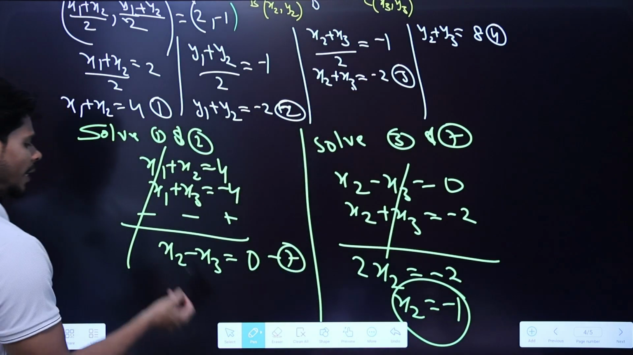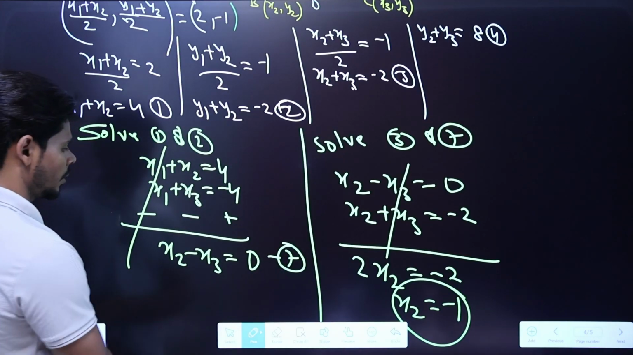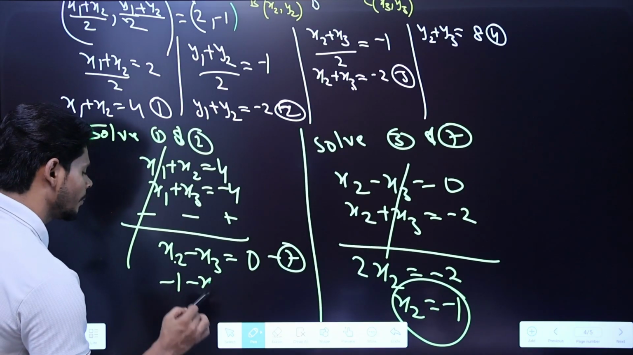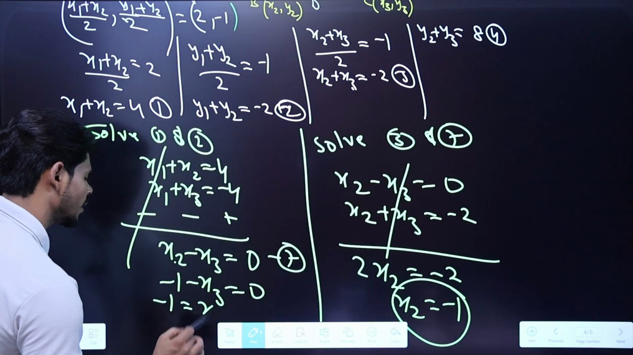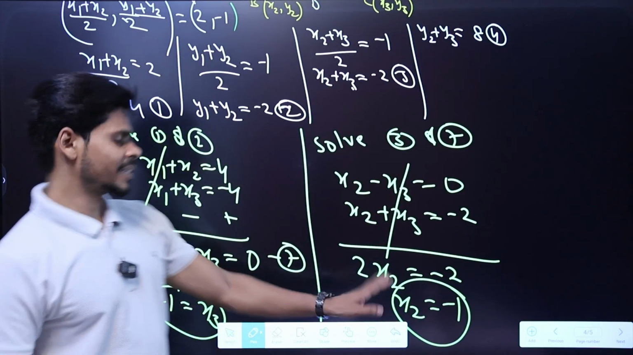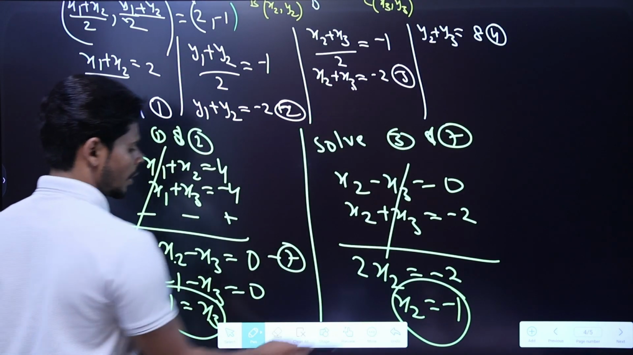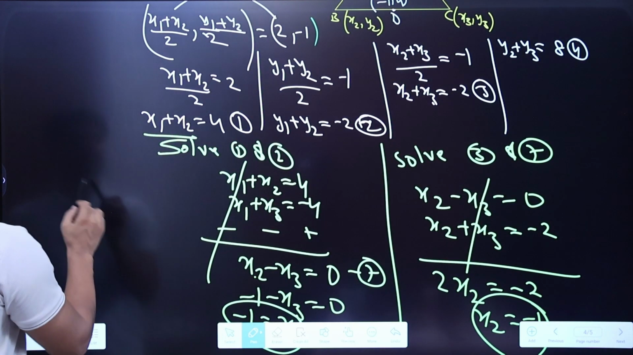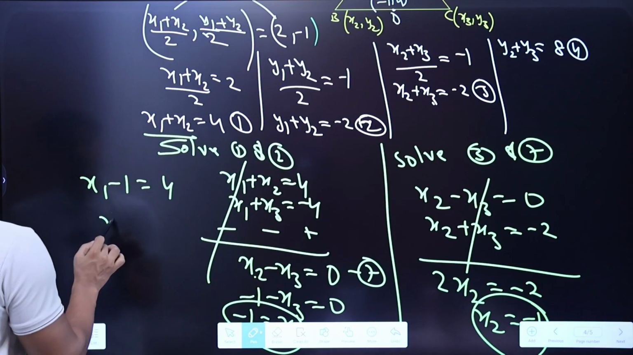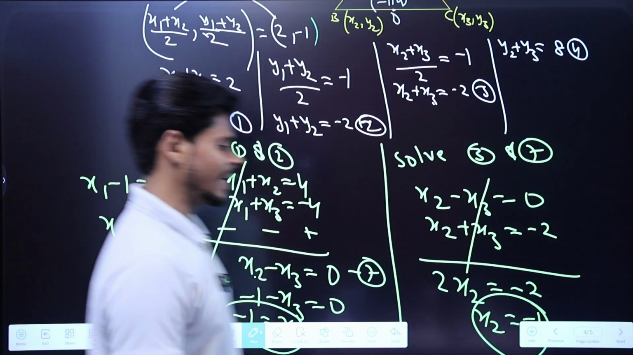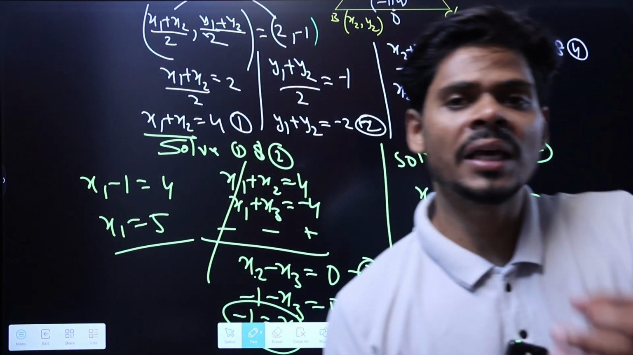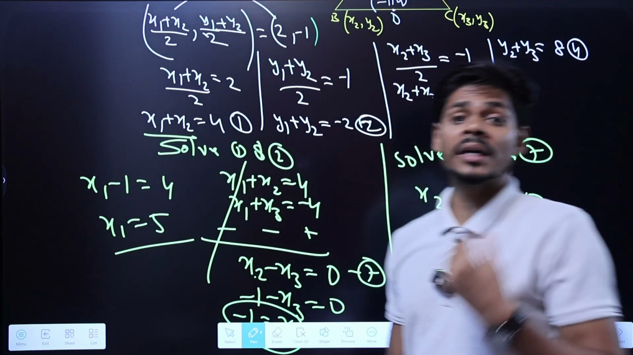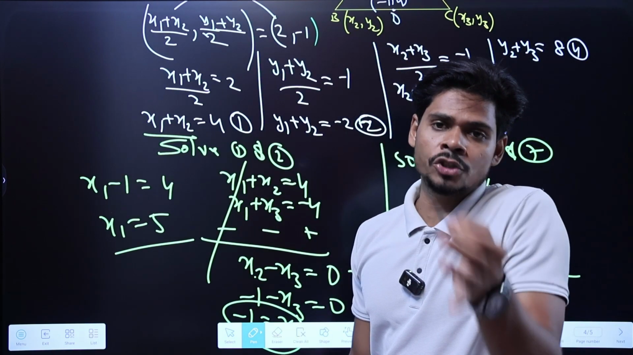Because x2 is -1, I can substitute over here: -1 minus x3 equal to 0, so x3 is -1, both are equal by the way. So x2 and x3 we have already found. Now we can easily substitute x2, which is -1, in the first equation: x1 plus (-1) is equal to 4, so x1 will become 5. I solved all the equations which are in terms of x, basically x1, x2 and x3, and we have found their values.